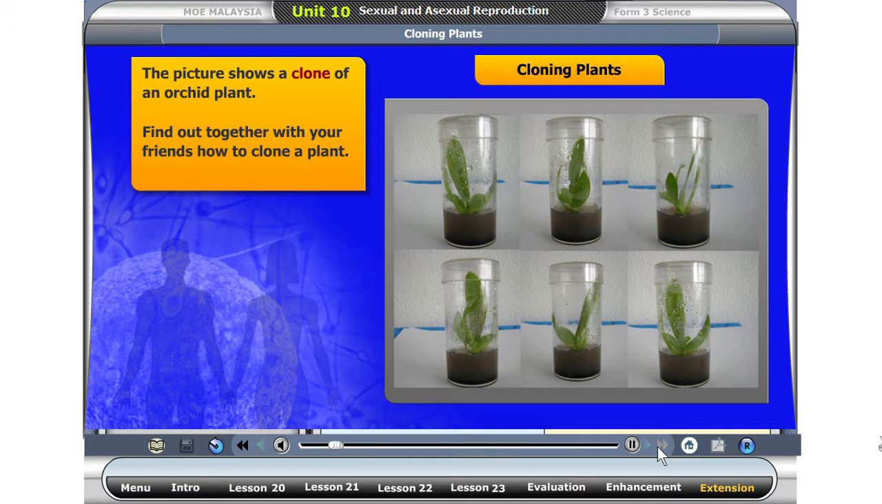This picture shows a clone of an orchid plant. Find out, together with your friends, how to clone a plant. See if you and your friends can clone an orchid plant.